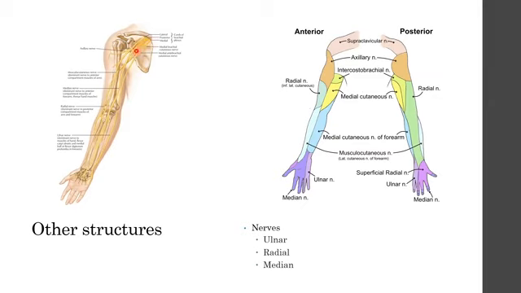So as far as the brachial plexus is concerned, we have our various roots, trunks, etc. We're actually going to start off with the branches. We have 5 branches. Along with the ulnar, radial, and median, we have our axillary and we have our musculocutaneous.